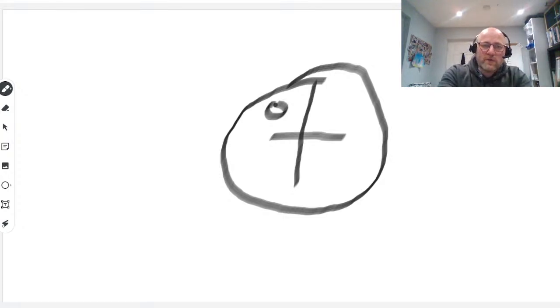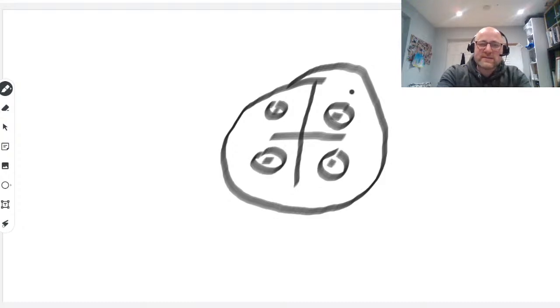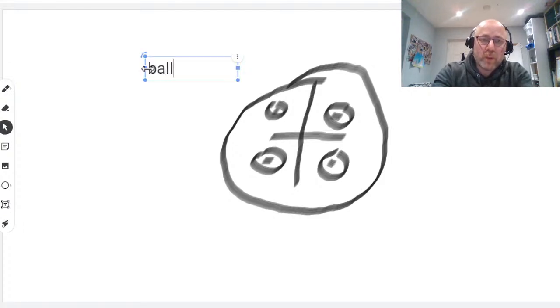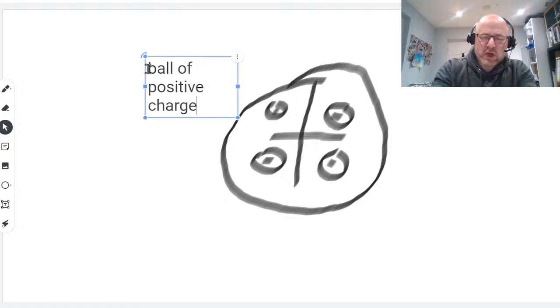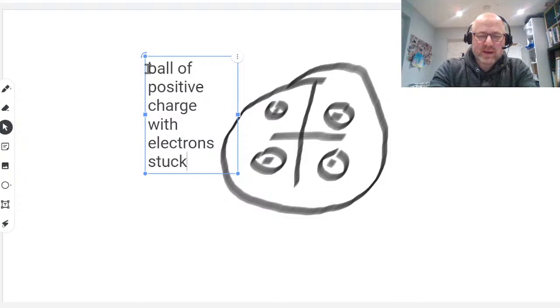And it's a ball of positive charge with negative electrons stuck inside it. If you want to use the fancy term, you say embedded inside it. So if you're asked for 2 marks, what is the plum pudding model? Ball, you can say sphere if you like fancy words, ball of positive charge with electrons. You can say negative charge if you don't want to say electrons, stuck inside.